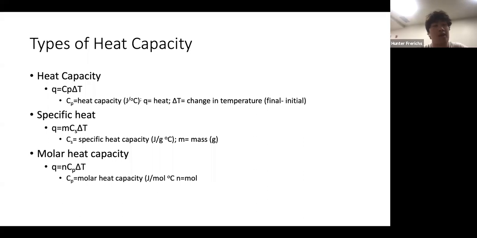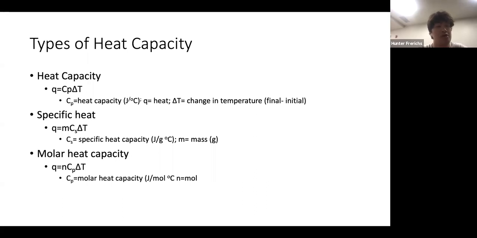Another type of heat we're going to measure is specific heat, which is Q equals m C_s delta T. C_s is known as the specific heat capacity, which is joules per gram degrees Celsius, and m equals mass in grams. What specific heat means is the amount of energy needed to heat up 1 gram of a substance, versus heat capacity, which is just an object in total. You don't really need to know anything about the object, like the weight or anything.